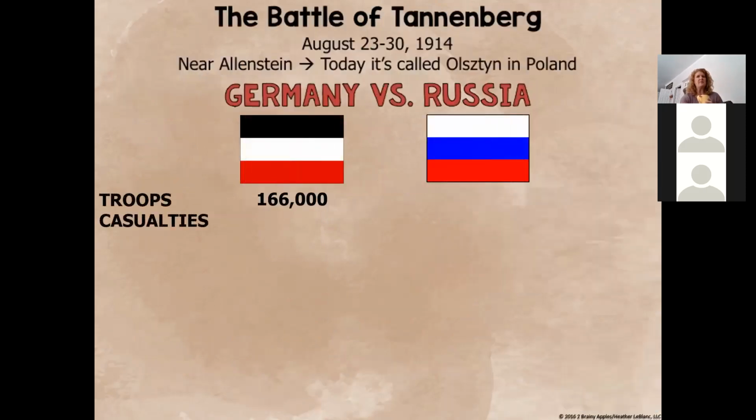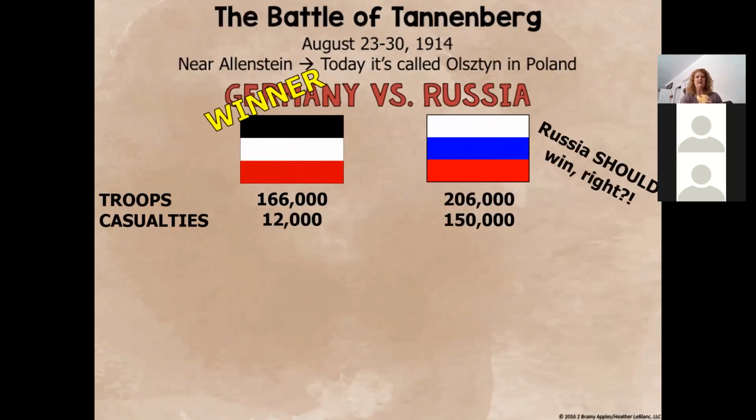Okay, so let's talk about the Battle of Tannenberg. This is one of the major battles. It's near what is today called Olsztyn, Poland. It was in August of 1914. It is a week-long battle.